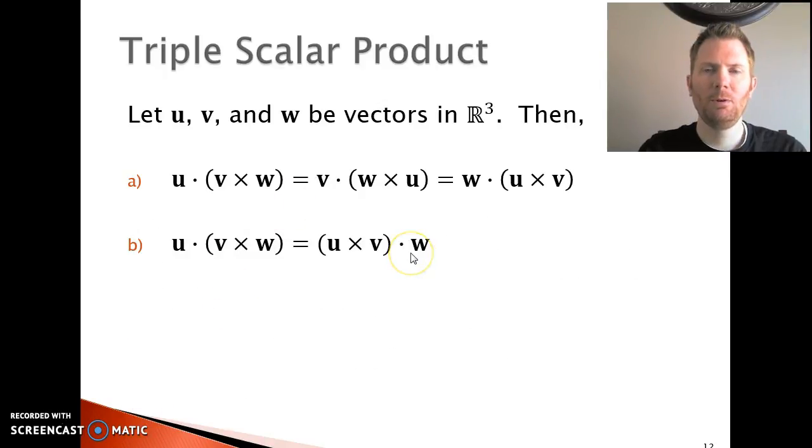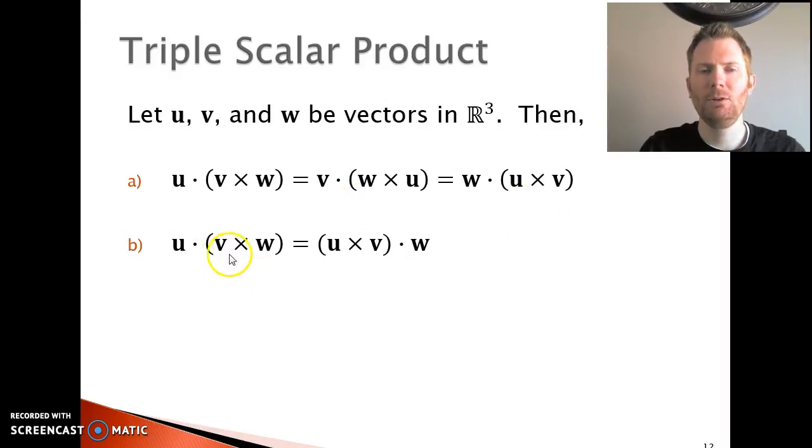Here's a few more properties of the triple scalar product. You can move around the order in which you do the dot product and the cross product. Though you see here we have u, v, w. You still have that same order here. It's just like you shifted everything. So if you have u, v, w, and over here you still have u, v, w. So as long as you keep them in the order u, v, w, you can move them through.